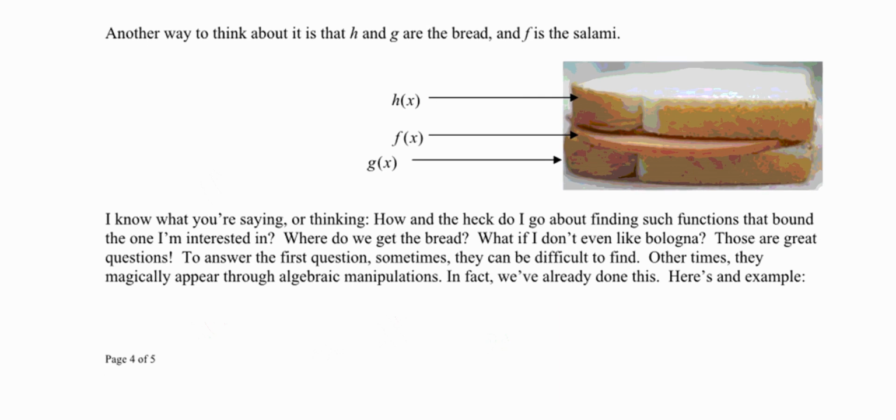Alright, if you think about it like bread, maybe that's a little bit easier. We have our middle function, we have our top function, and we have our bottom. As long as the meat part, the salami or the peanut butter and jelly, is in between the two bread, it'll make it a little bit easier to do our limits.